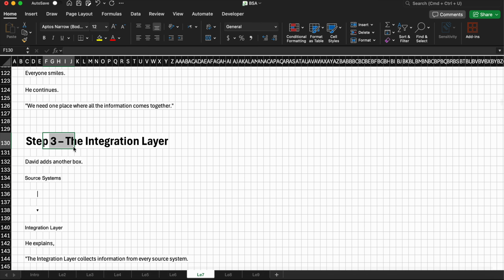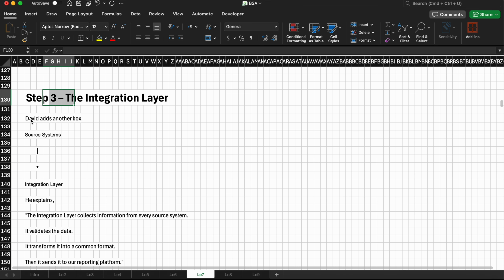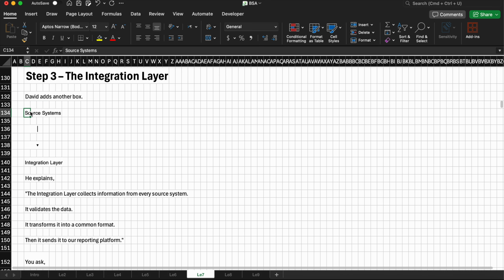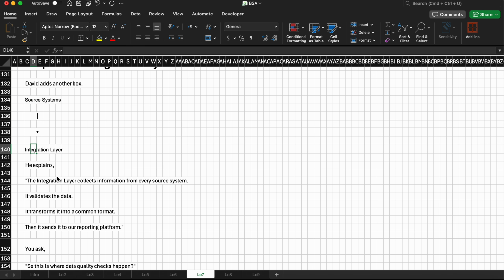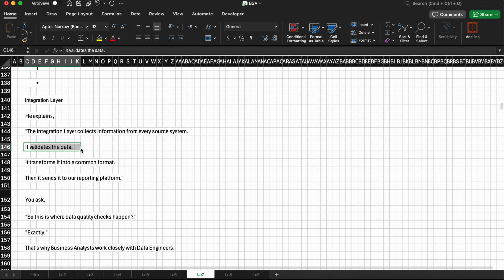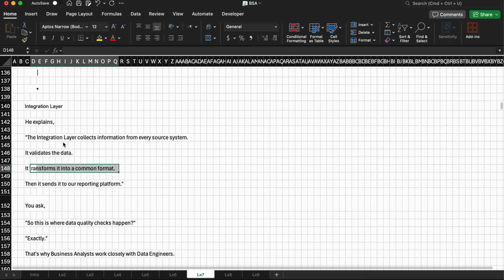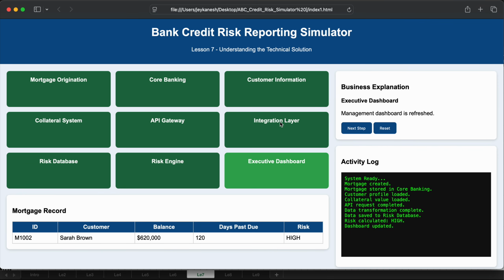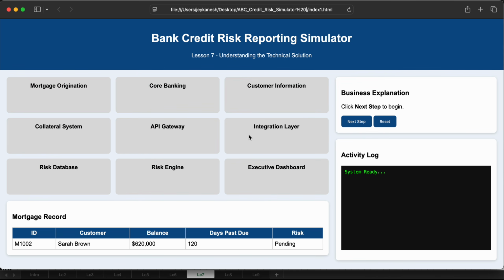Step number 3, the integration layer. David adds another box: source systems, integration layer. He explains the integration layer collects information from every source system. It validates the data, transforms it into a common format, then it is sent to our reporting platform. So the integration layer collects information. Let's go to our integration layer. Let me reset. The integration layer collects all the data.